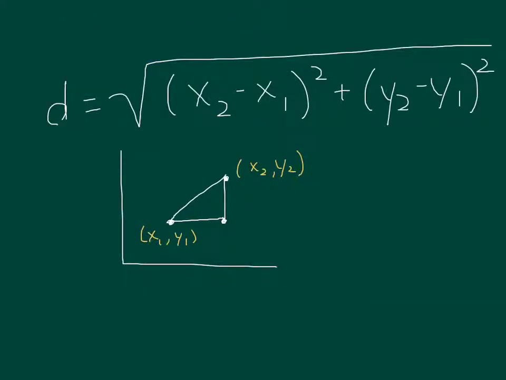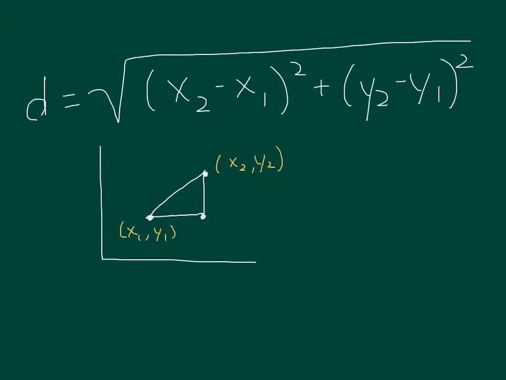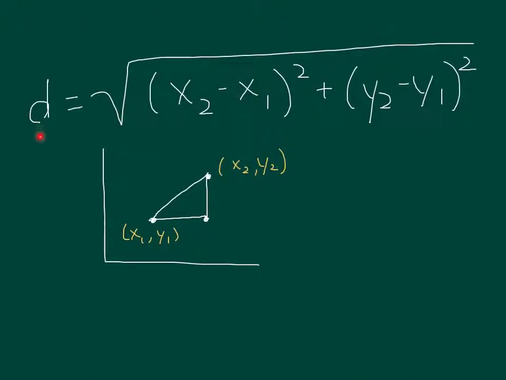The equation is the one shown above. D equals the square root of x sub 2 minus x sub 1 squared plus y sub 2 minus y sub 1 squared. x1 and y1 are from this coordinate. x2 and y2 are from this coordinate. This point has the same x coordinate as x2 and the same y-coordinate as y1. Now, I won't go into details as to why this works, but just remember the distance formula, memorize it, as you will need it.